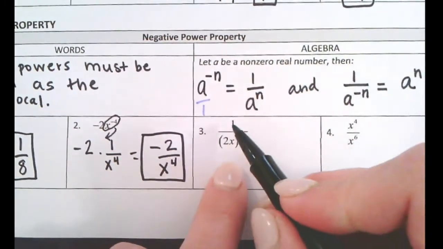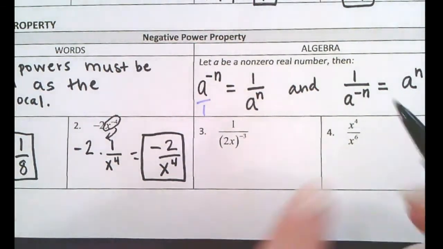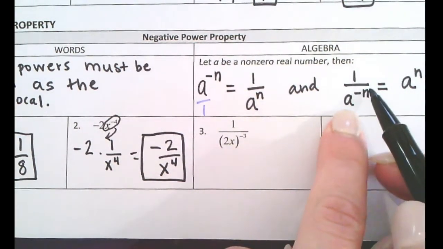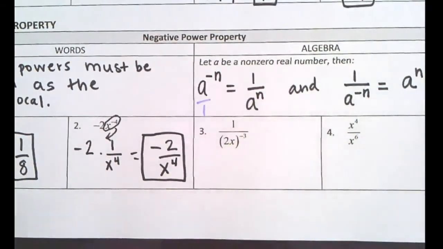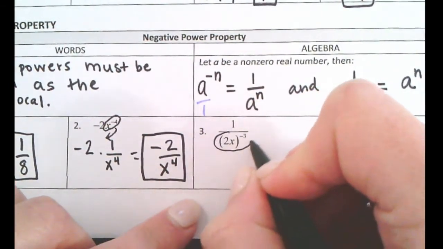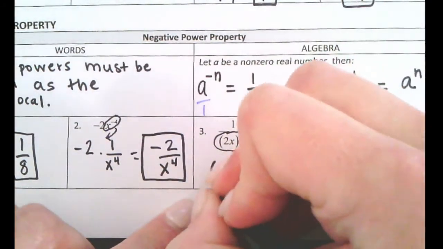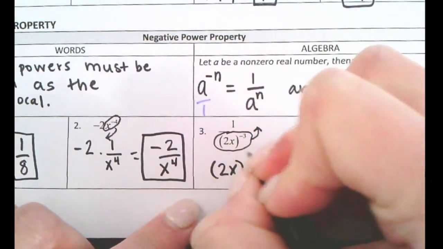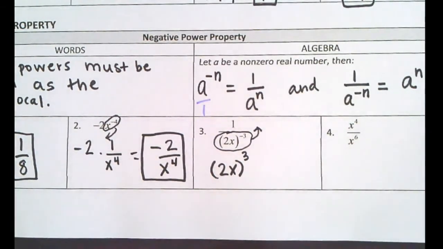Number 3, I have 1 over 2x to the negative 3, which is similar to our second concept. If it's negative in the denominator, we must reciprocate it up to the numerator. So this whole piece actually needs to go to the numerator, and this becomes 2x to the positive 3, and you can put that over 1, or you can leave it just as 2x cubed.